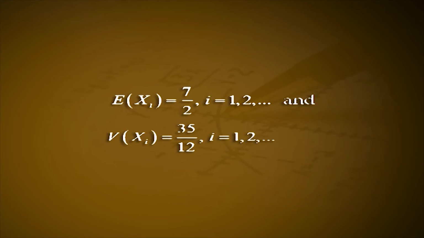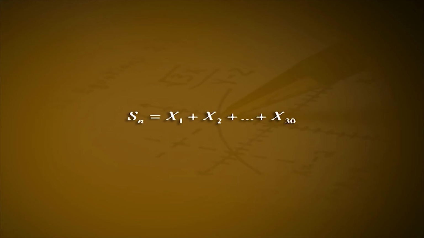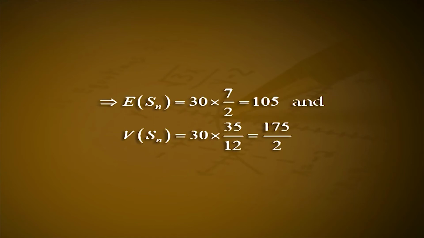Each unbiased die can show any of the numbers from 1 to 6, each with probability 1/6. Hence, expectation of Xi equals 7/2 and variance of Xi equals 35/12 for i equal to 1, 2, etc. Sum of the numbers shown, Sn equals X1 plus X2 etc. plus X30. This implies expectation of Sn equals 30 into 7/2, that is 105, and variance of Sn equals 30 into 35/12, that is 175/2.